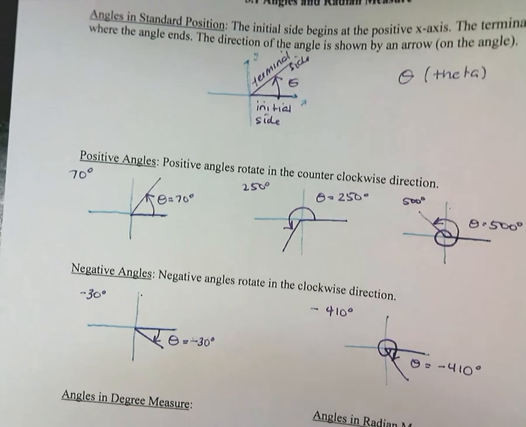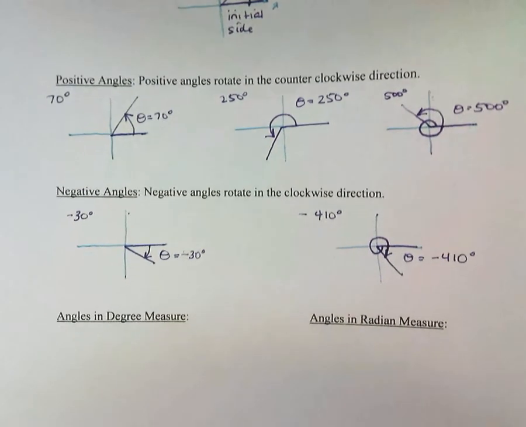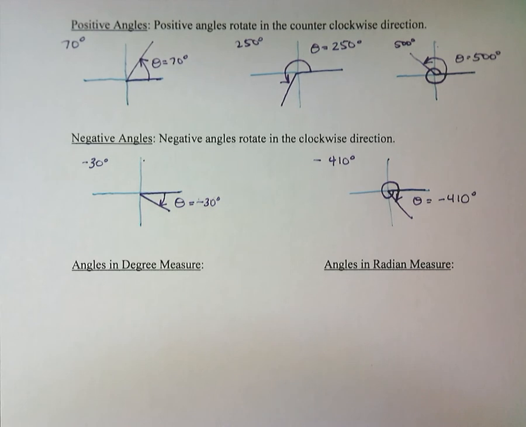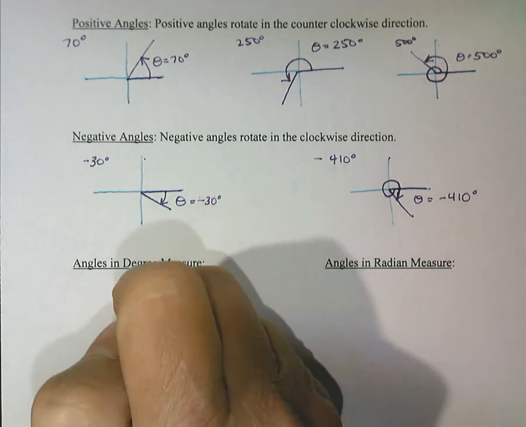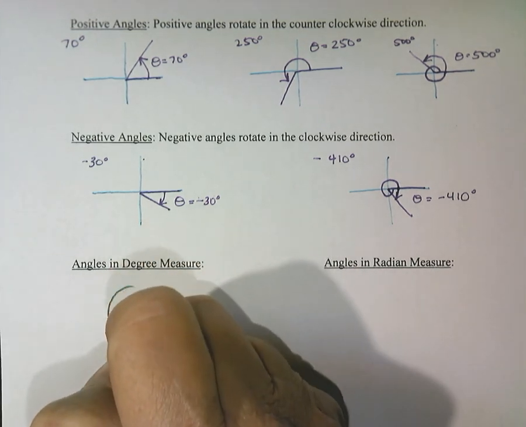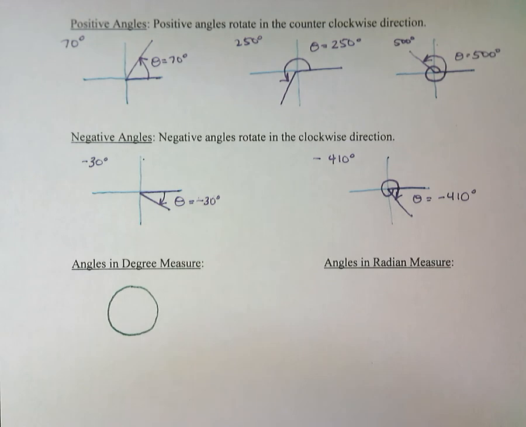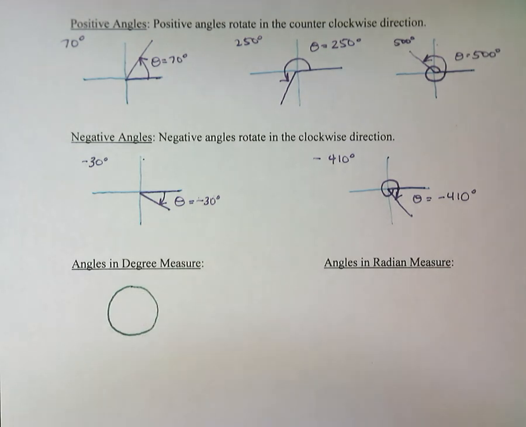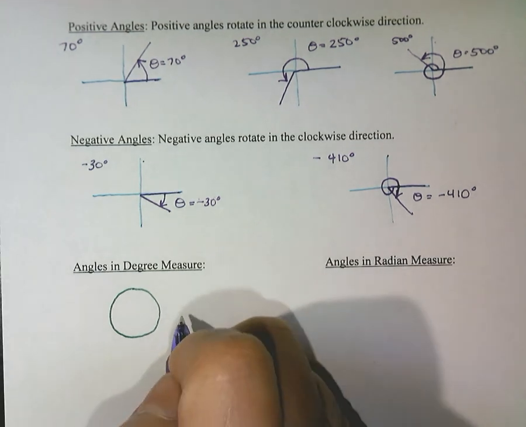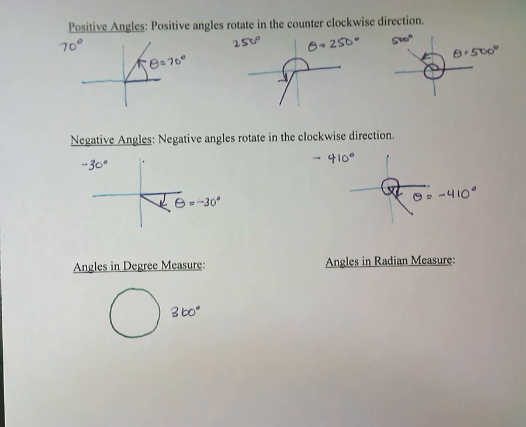The other thing that's new for many of you is talking about angles in radian measure. If we have a circle, and I travel all the way around that circle, I'm going to go 360 degrees. That's one revolution.